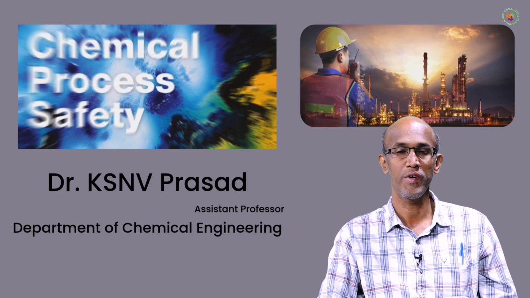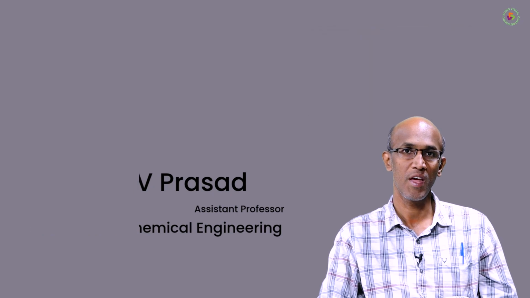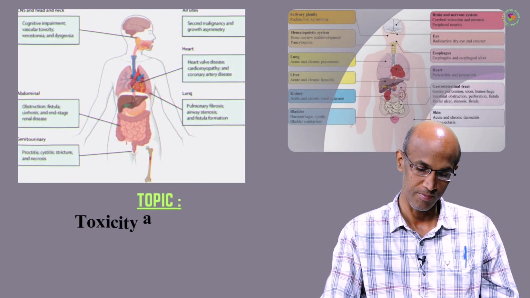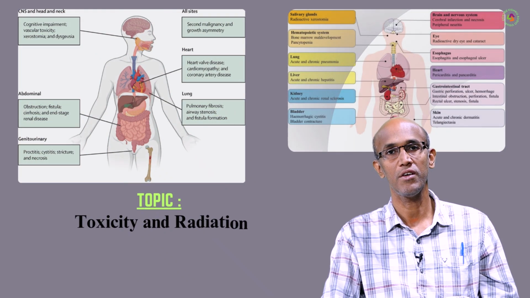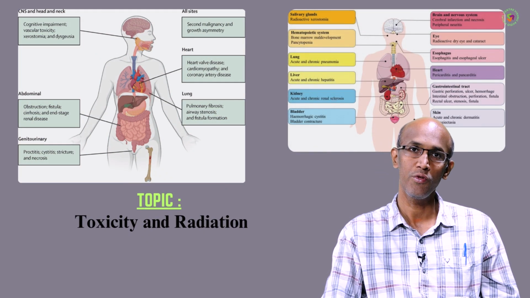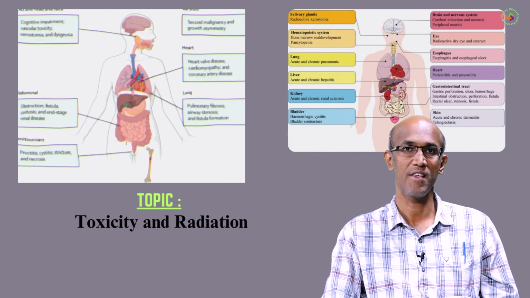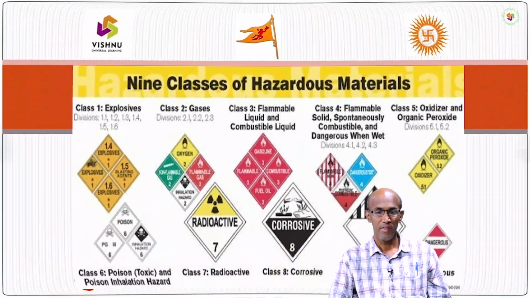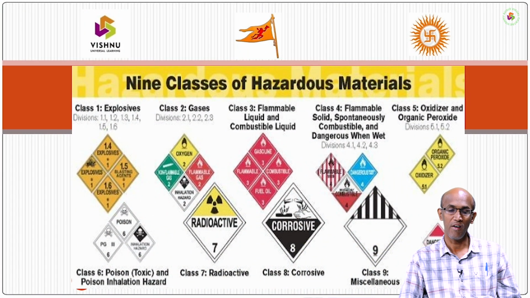Today in this video, we will be discussing the course Chemical Process Safety, and the topic is Toxicity and Radiation. Before going into the topic, let us go through the different classes of hazardous elements. The hazardous elements are classified into 9 different classes.